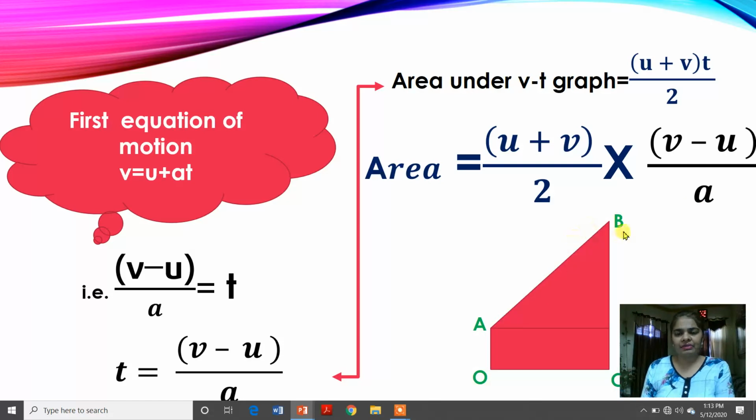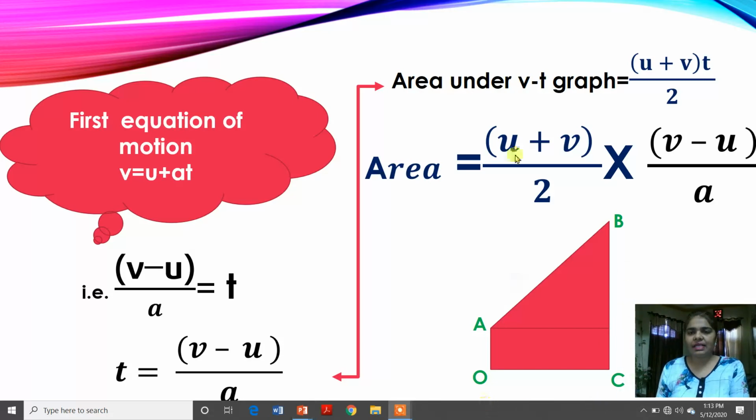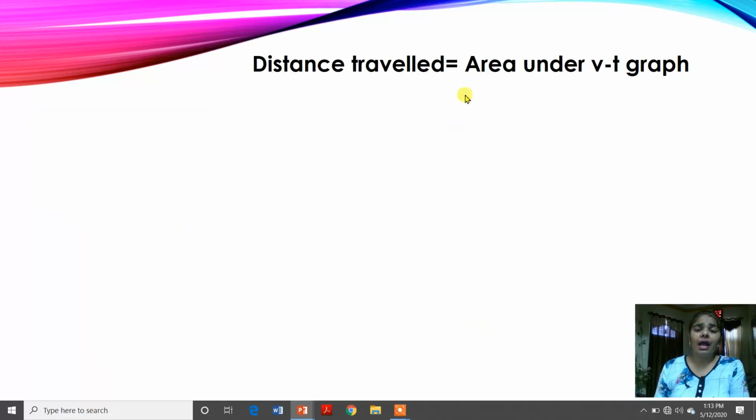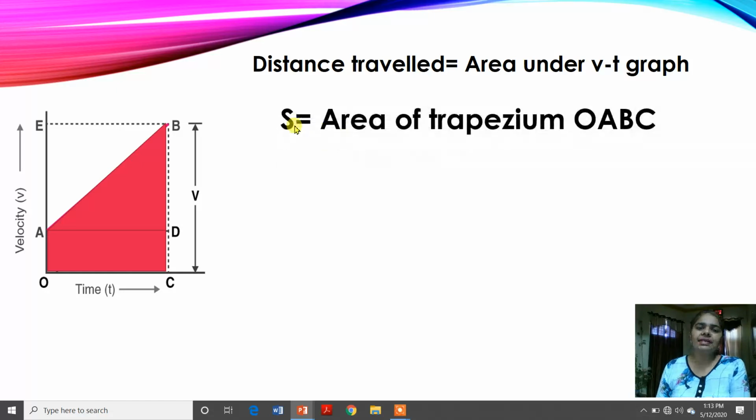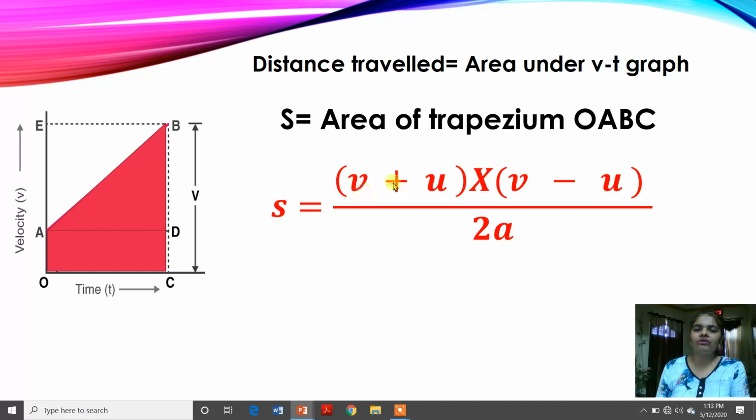So we are calculating the area of this trapezium OABC, that is equal to (u plus v) multiplied by (v minus u) upon 2a. Let's see further. Remember, area under the v-t graph is distance. So we have calculated the area. We will denote this area that we have just calculated by S. So S equals the area of the trapezium, so S equals (v plus u) multiplied by (v minus u) upon 2a.